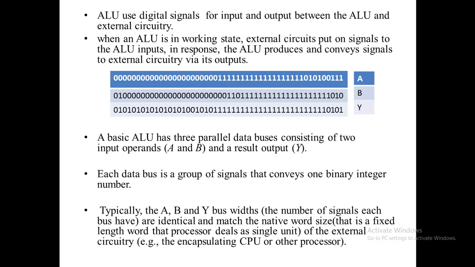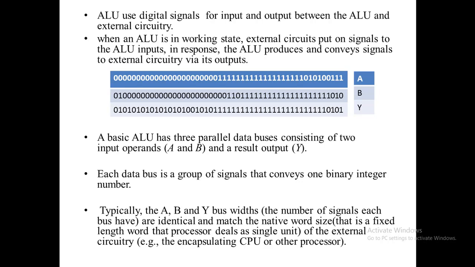There are a few points in this slide to notice. Number one is that ALU uses digital signals for input and output between the ALU and external circuitry. It means it communicates via digital signals between the ALU and external circuits. The second point, when the ALU is in working state, the external circuits send signals on the ALU input.